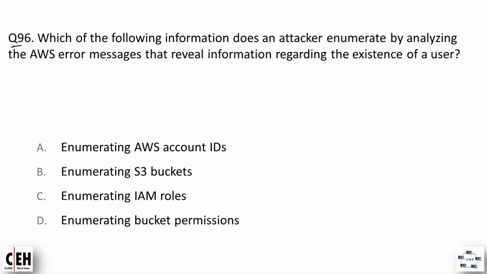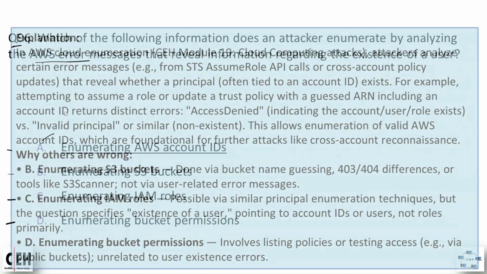Question number 96. Which of the following information does an attacker enumerate by analyzing the AWS error messages that reveal information regarding the existence of a user? Option A, enumerating AWS account IDs. Option B, enumerating S3 buckets. Option C, enumerating identity and access management roles, and option D, enumerating bucket permissions. And the correct option is option A, enumerating AWS account IDs.